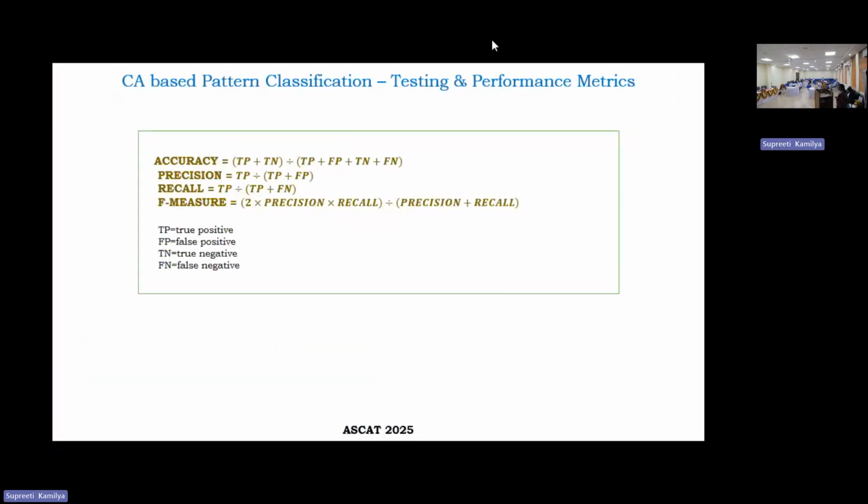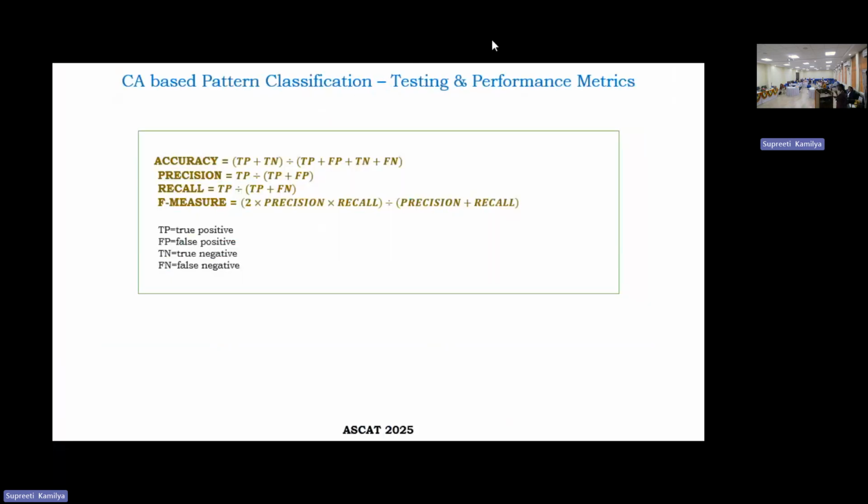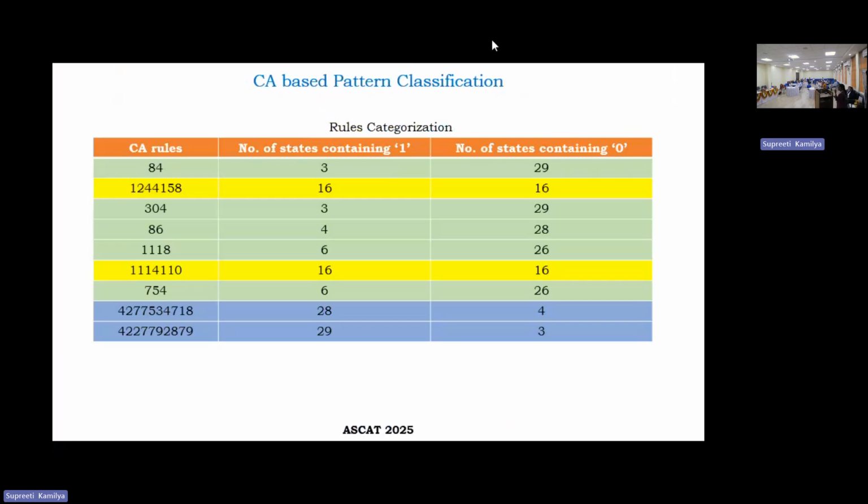Next part is the testing. Previously, when I did this work, we mainly focused on the testing accuracy. In this work, we consider precision, recall, and F-measure. These metrics are very popular now in machine learning, and in this case we consider these four categories mainly for testing purposes. Here we took some of the rules based on the count of 1 and 2. I highlighted them. You can see I have taken the balance rules, I have taken priority giving the priority to 1, and I have also taken giving the priority to 0.